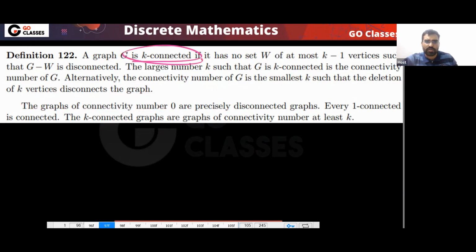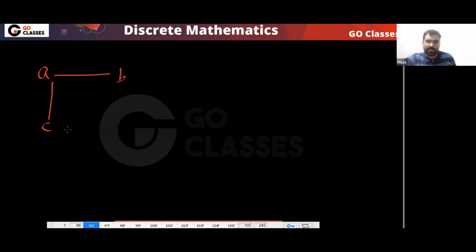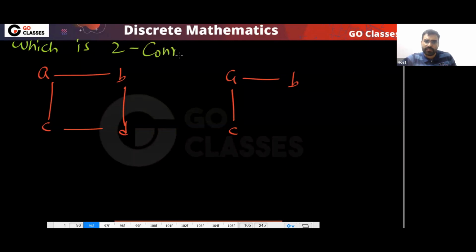K connected means what? Look at this graph, A, B, C, D, and look at this graph, A, B, C. Which graph is 2 connected? What do you think? G1 or G2? 2 connected means double connected. So tell me which graph is 2 connected?